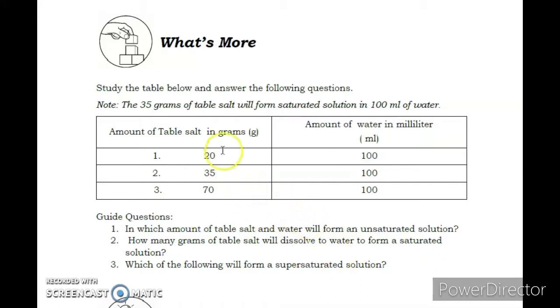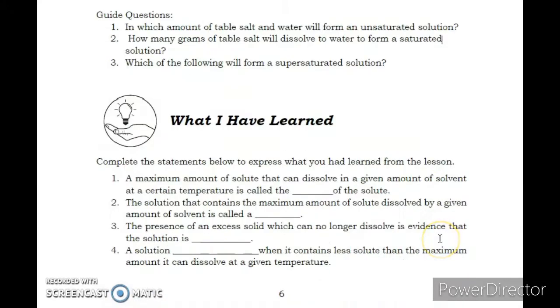Is the solution which will become supersaturated? So is it 20, 35, or 70 in 100 ml of water? So that's it for the what's more. Okay, let's proceed now with the what I have learned.